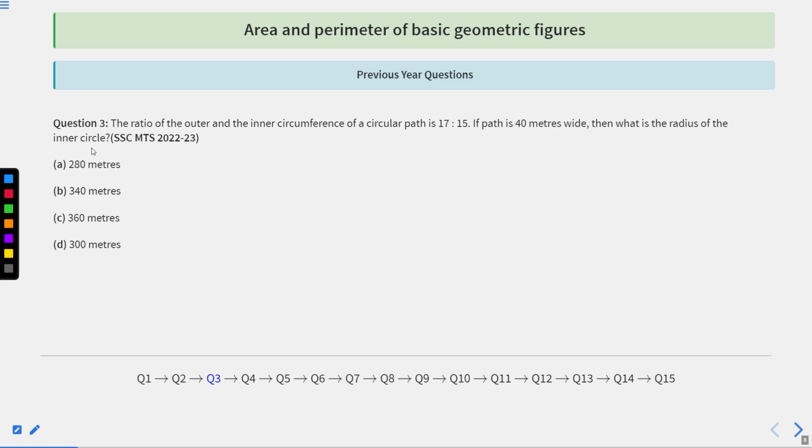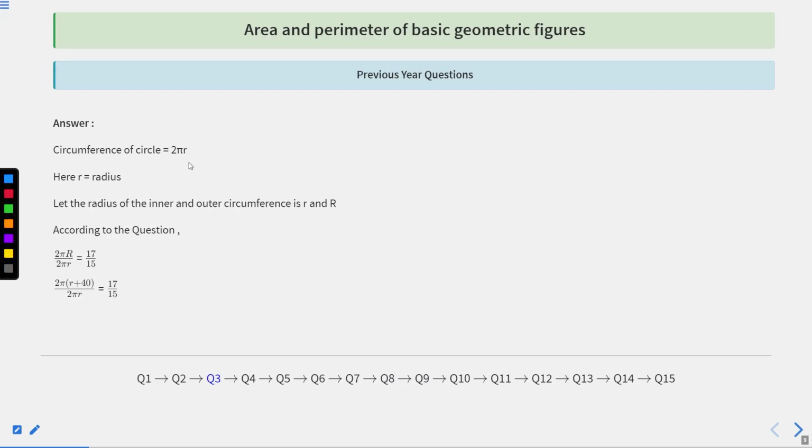So there is a circle, okay, and there is a smaller circle inside that circle. So the ratio of the circumference of the outer circle to the inner circle is given as 17 is to 15, and the path is 40 meters wide. Then what is the radius? So let us see. The circumference of the circle is 2 pi r. So that's the formula to find the circumference of the circle. Here r is the radius.